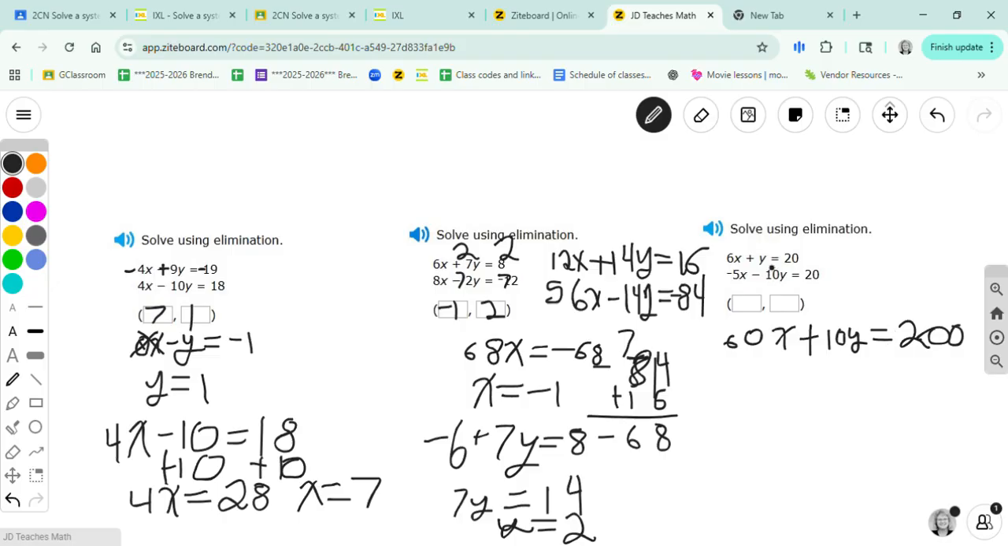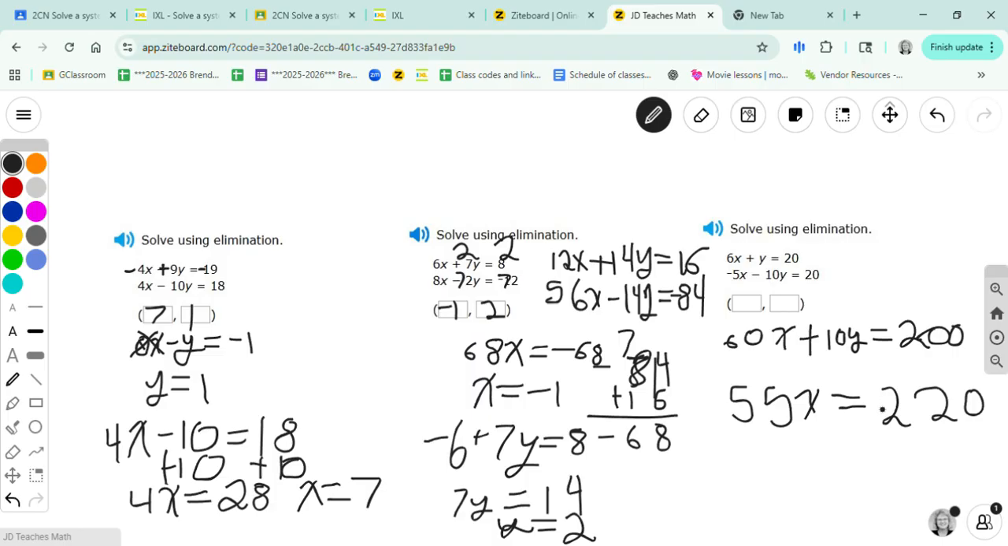And now we can add these together because they both have a 10y. So we make sure one of them has an opposite sign, which it does. So let's add these two together. So I get 55x, and I can just ignore the y's because those are going to turn into a 0, is equal to 20 plus 200, 220.